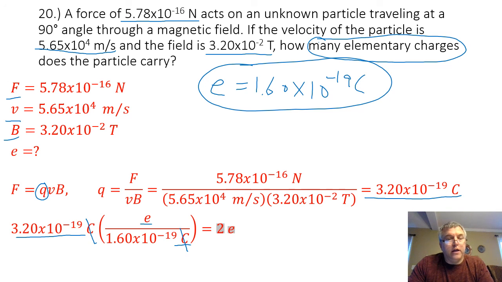And when I divide 3.20 times 10 to the minus 19th by 1.60 times 10 to the minus 19th, I'm going to get an answer of 2. So this particle contains 2 elementary charges.